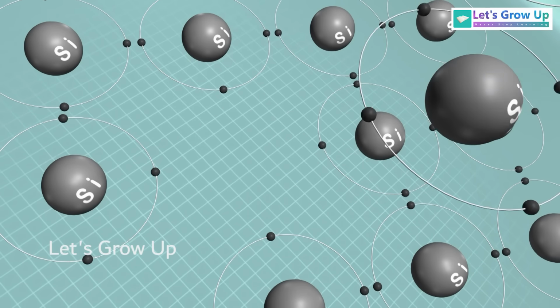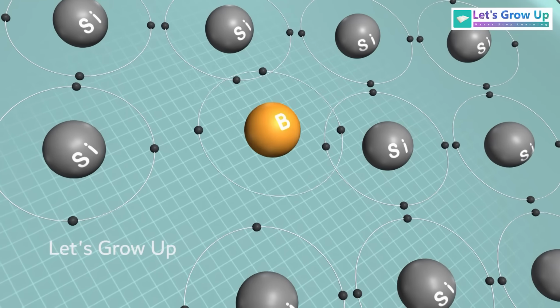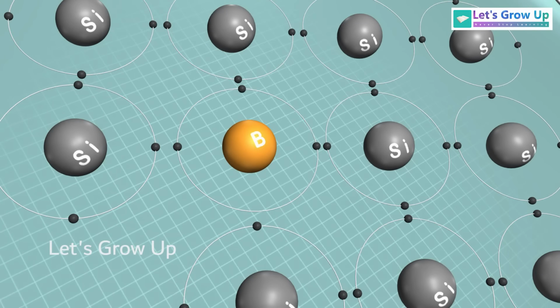Now, if you replace 1 silicon atom with a boron atom, which has only 3 valence electrons, there is a deficiency of 1 electron in the crystal lattice. This deficiency is referred to as a hole. This type of semiconductor is a P-type semiconductor, where positive charge carriers, holes, contribute to the electrical conductivity.